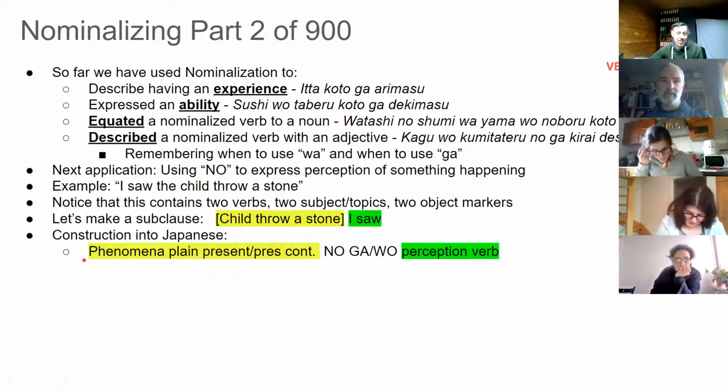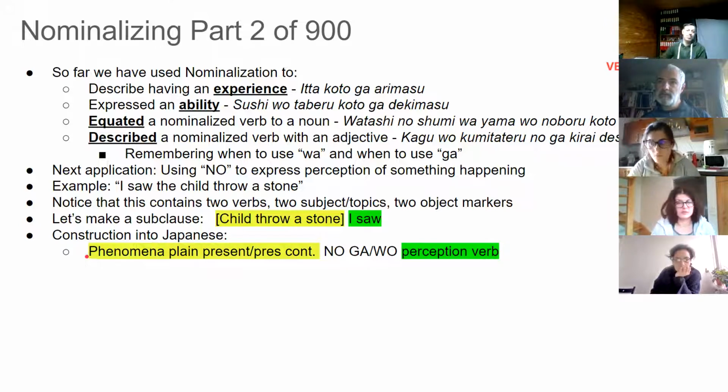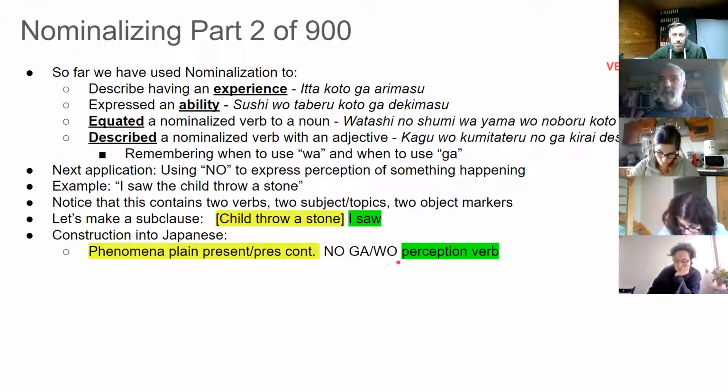So the construction of this is we put the thing that you saw, I call this a phenomena, in the plain present or the present continuous. So this is either going to be suru or, for example, shite iru. It won't be the past. It will be the present or the present continuous. And then no, that's our nominalizer. And then ga or o, this ga or o depends on the verb we next have, what kind of perception verb this is.